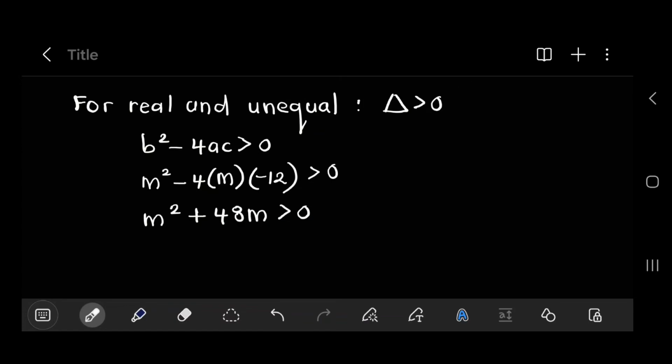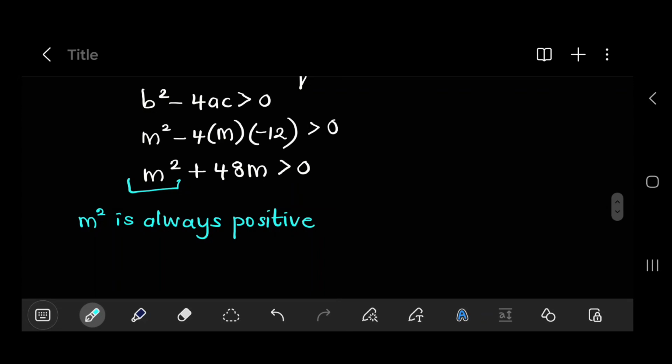Now we need to answer the question based on what we have. In order for you to get real and unequal roots, your discriminant must be greater than 0. So how do we know that what we have on the left-hand side is always going to be greater than 0? The fact that m is positive, firstly. Let's focus on the first term. Focusing on this first term, we have m squared. And even if m was negative, when you square a value, it always becomes positive. So one thing you notice here is that m squared is always positive. Okay? M squared is always positive. And since m is greater than 0, then m squared is also greater than 0.